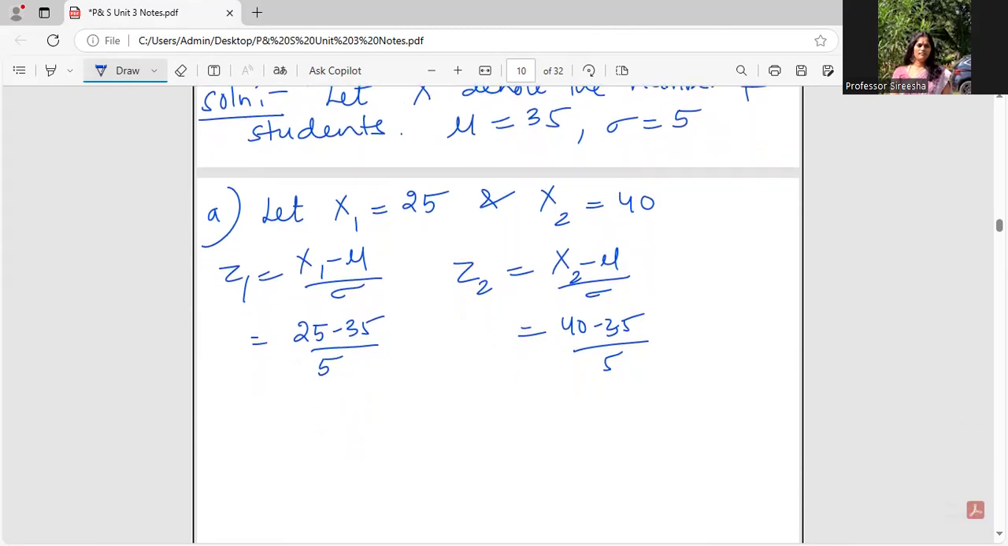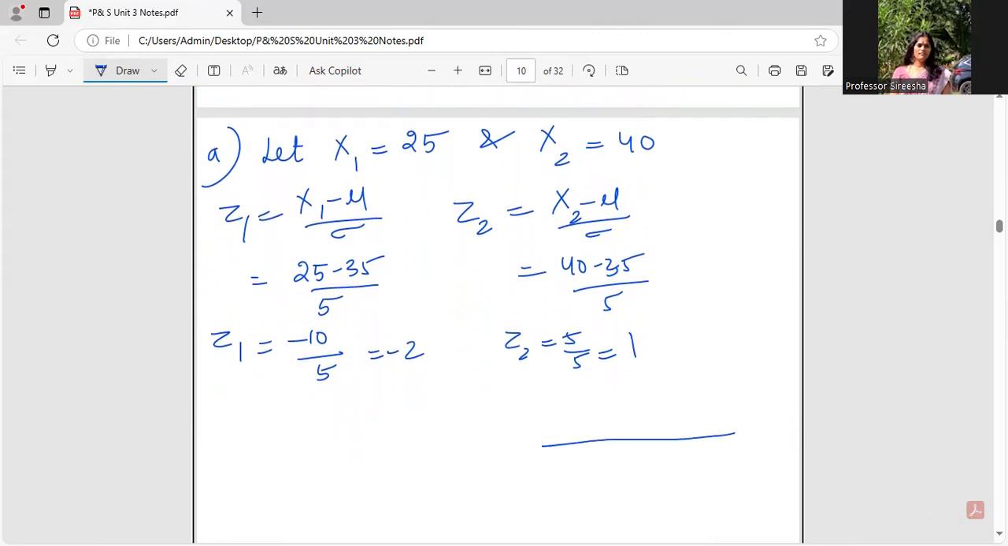Now see here, what would be z1? 10 by 5, minus 10 by 5, which is nothing but minus 2. z2 is equal to 5 by 5, which is 1. So I can clearly see, always make it a point to draw the normal distribution curve roughly, so that you notate your points properly. Z1 is here, and you shade the region properly as well. Z2 is here. Z1 is negative, Z2 is positive. Now what's been asked?